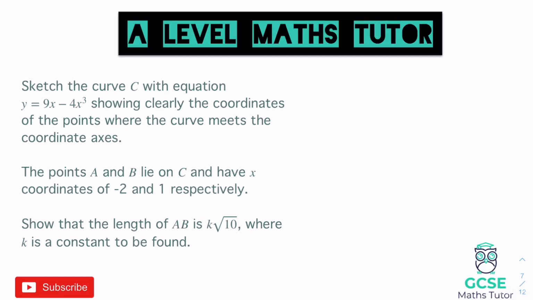Okay, so this question says, sketch the curve C with equation 9x minus 4x cubed, showing clearly the coordinates of the points where the curve meets the coordinate axes. The points A and B lie on C and have x coordinates of -2 and 1 respectively. Show that the length of AB is k root 10, where k is a constant to be found.